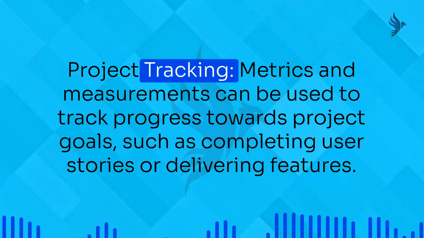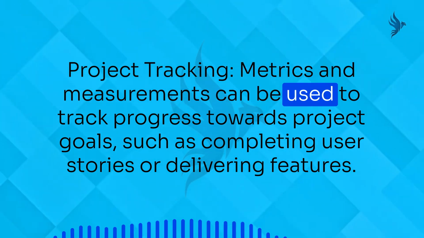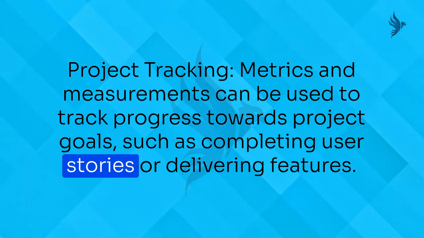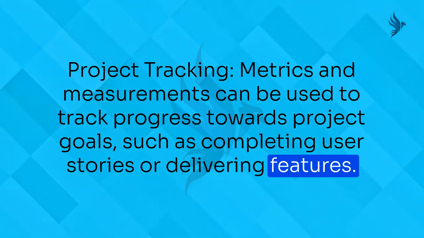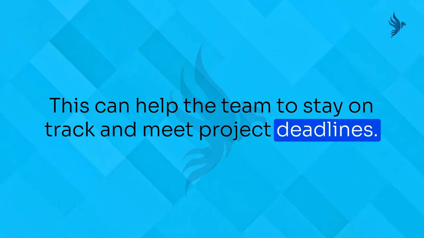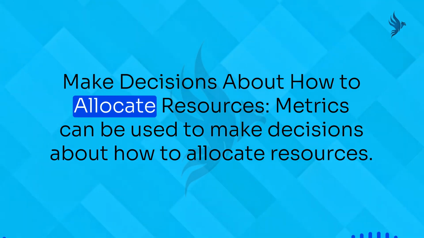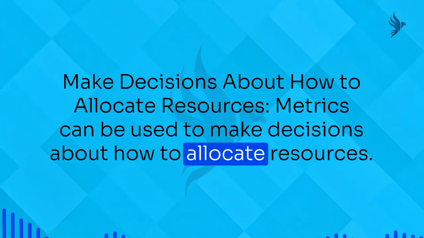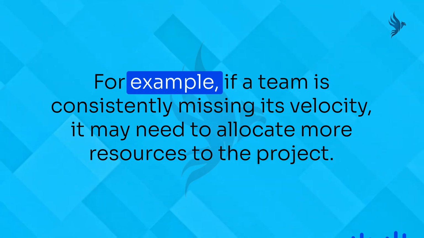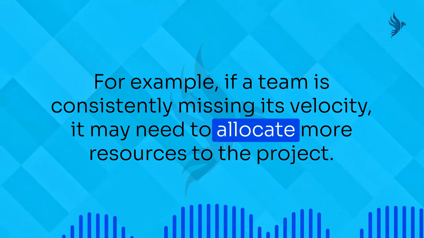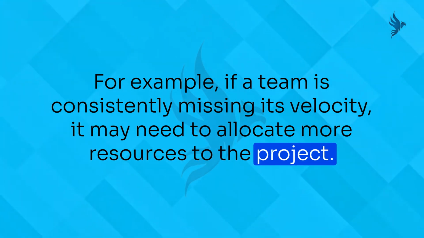3. Project tracking. Metrics and measurements can be used to track progress towards project goals, such as completing user stories or delivering features. This can help the team to stay on track and meet project deadlines. 4. Make decisions about how to allocate resources. Metrics can be used to make decisions about how to allocate resources. For example, if a team is consistently missing its velocity, it may need to allocate more resources to the project.